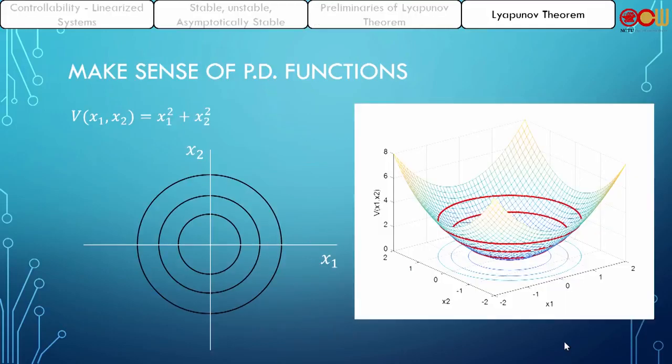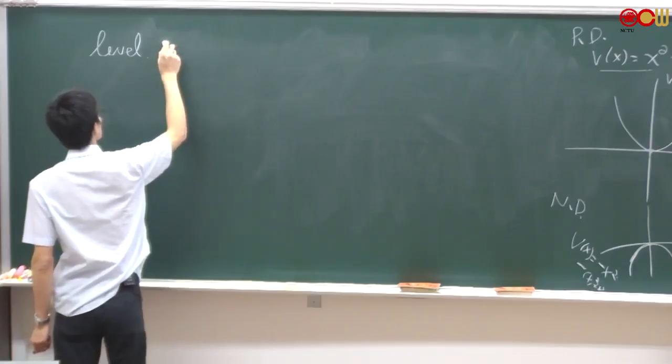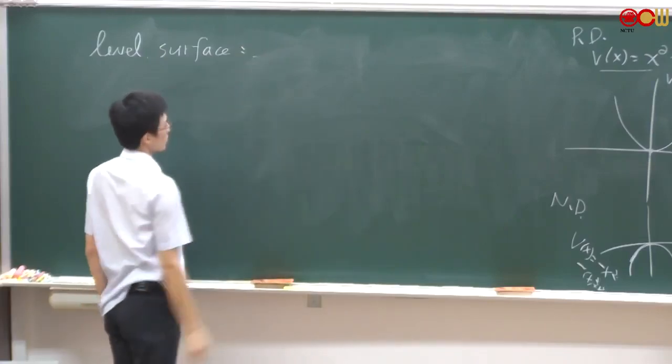Building on the previous section, in these slides, what I want to say is, given this positive definite function, agree, right? Only at the origin will the V value be 0. And now, given some V value, say V equal to 1, 2, 3, what are the contours of x1 and x2? It's called a level surface.